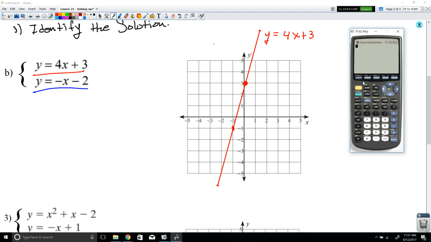Okay, we'll press second quit. Good. So again, if we want to graph this equation, we're going to go to y equals. Now let's erase this because this is the previous equation. We don't want that. So we press clear and let's put in the equation that we want: negative x minus 2. So we have that. Let's just press graph.